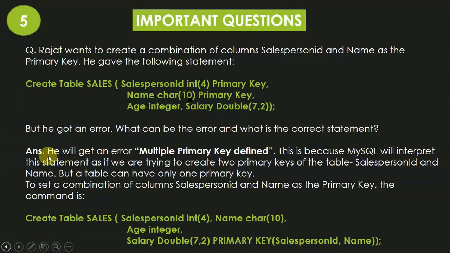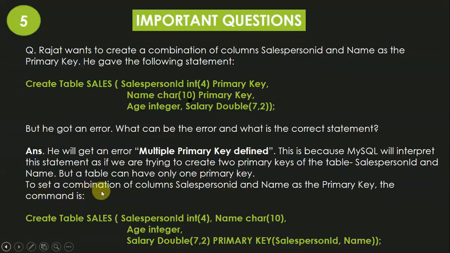So the error can be, he will get an error, multiple primary key defined. He will get this error because MySQL will interpret this statement as if we are trying to create two primary keys of the table as salesperson ID and name. It will think that we are trying to create two columns as the primary key. But in a table, we can have only one primary key.